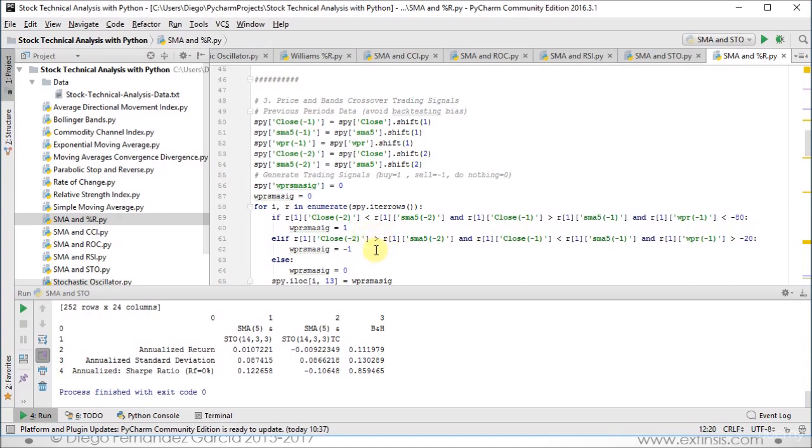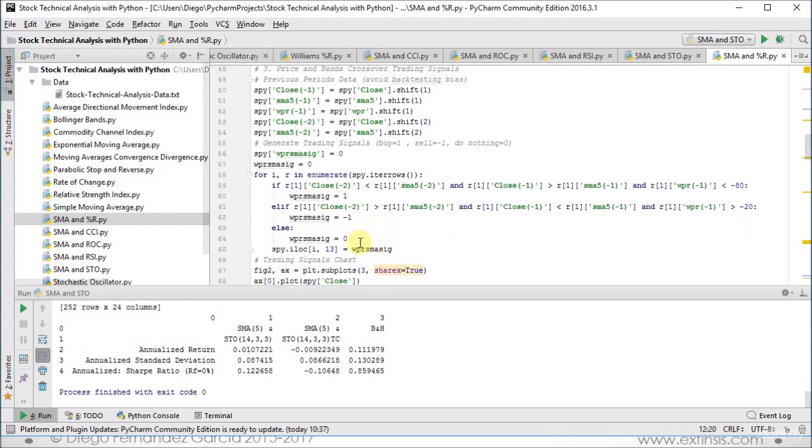If it is not the case, we enter that nested if, in which we ask if our second previous period's close price was greater than the second previous period's simple moving average, and our previous period's close price was less than previous period's simple moving average, and this was confirmed by previous periods Williams %R being above -20, then we have -1, which is a sell signal. If this is not the case of either of them, we have 0, which is do nothing, and we update our corresponding column.